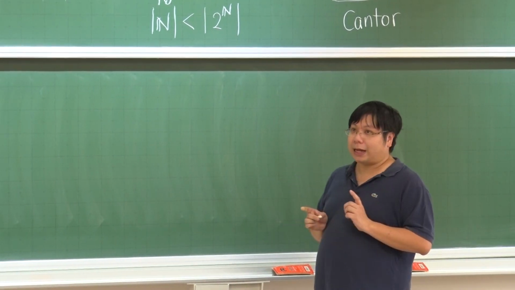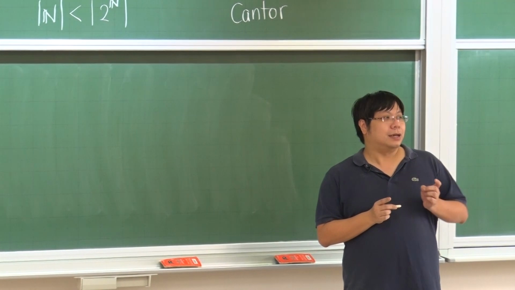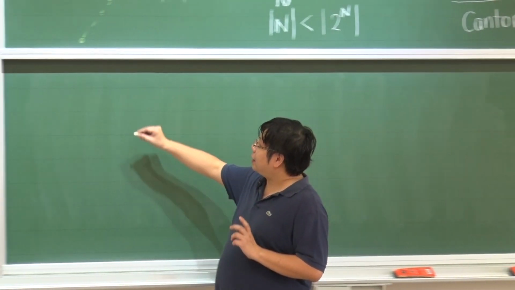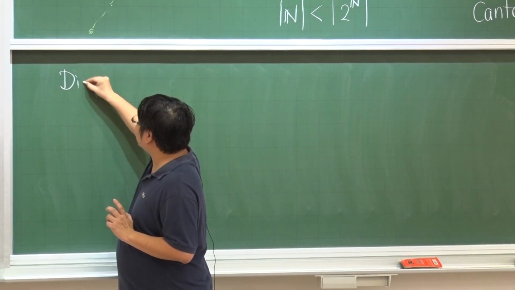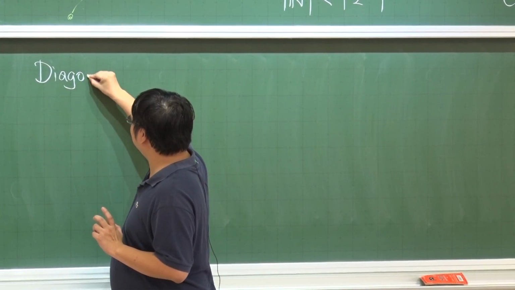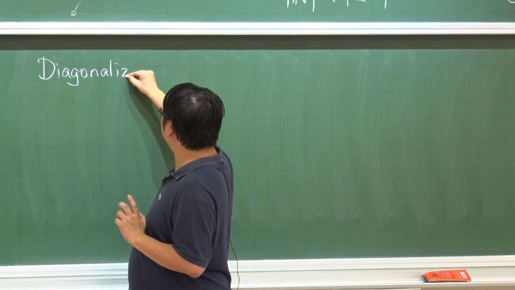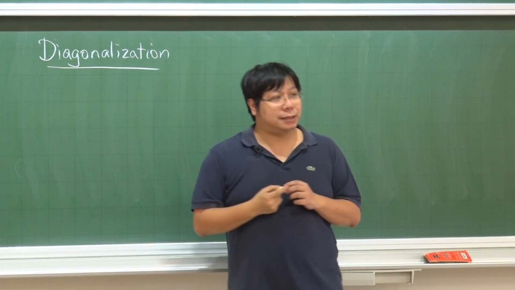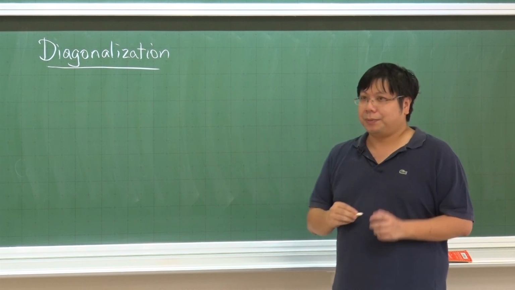But his proof technique remains, and nowadays we are still using it very often. He used a technique called the diagonal technique, or diagonalization. This is a very smart technique that he used to prove this.